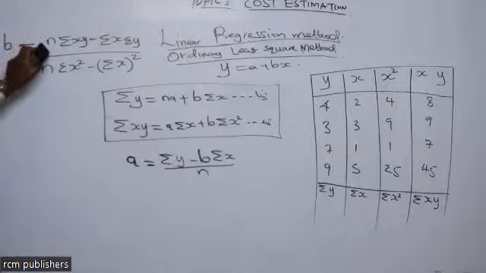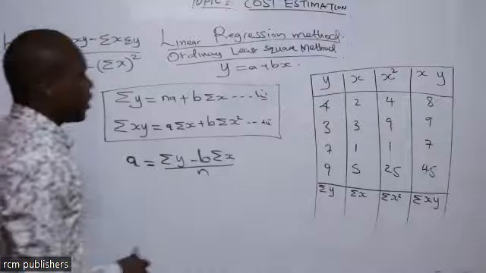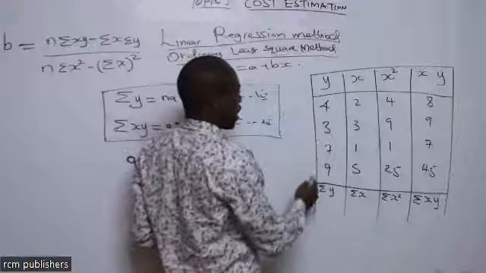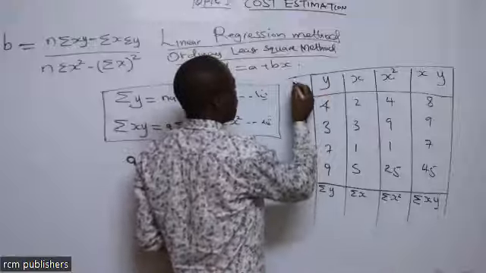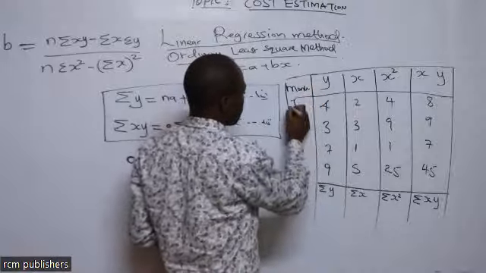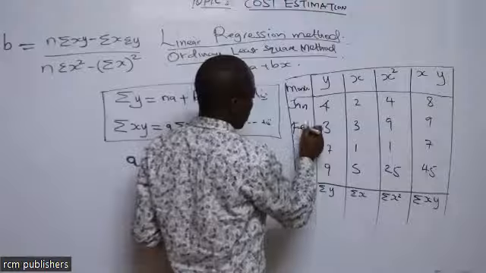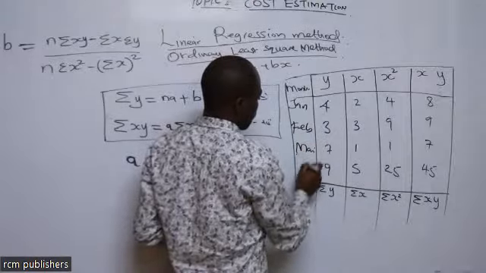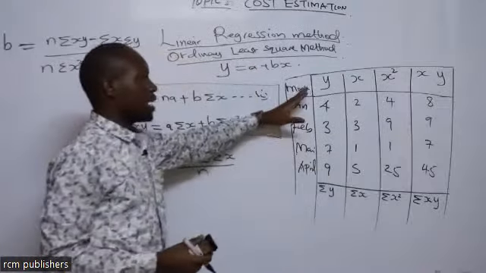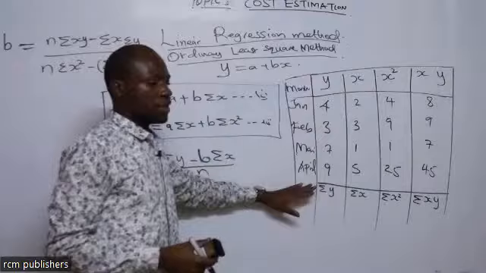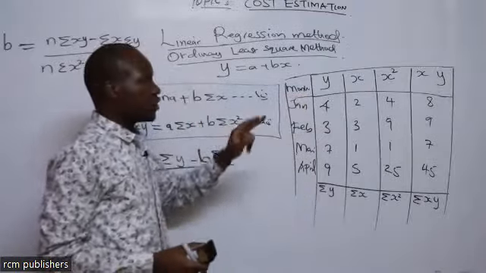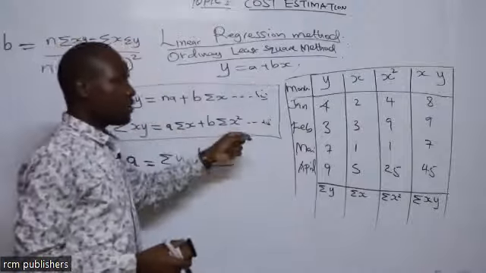This n, somebody is wondering, why are you not even talking about n? N is the number of observations. At this point, how many entries do I have? If I could have been given this one here to represent month, here is January, February, March, April. So how many months did I use in this particular data set? There are 4. So that 4 is the value of n. It is the number of observations.